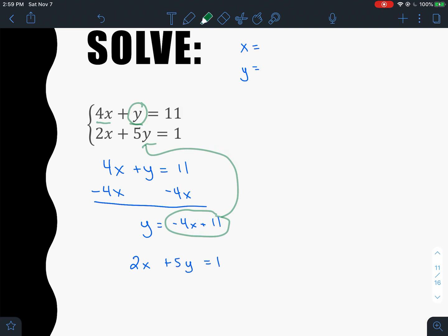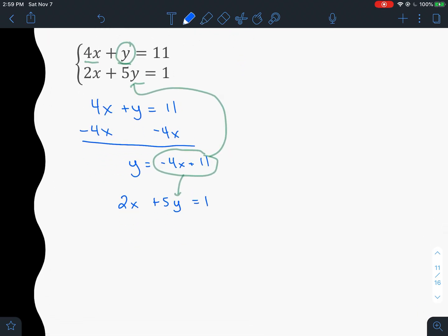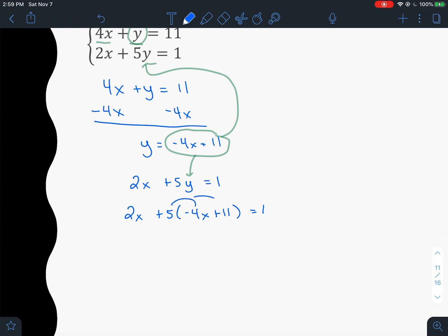So I'm going to take the other equation, 2x plus 5y equals 1, and I'm going to substitute negative 4x plus 11 into the y. And again, I'm going to put it in parentheses, so I have 2x plus 5 times (negative 4x plus 11) is equal to 1. Distribute that 5, and I get 2x minus 20x plus 55 equals 1.